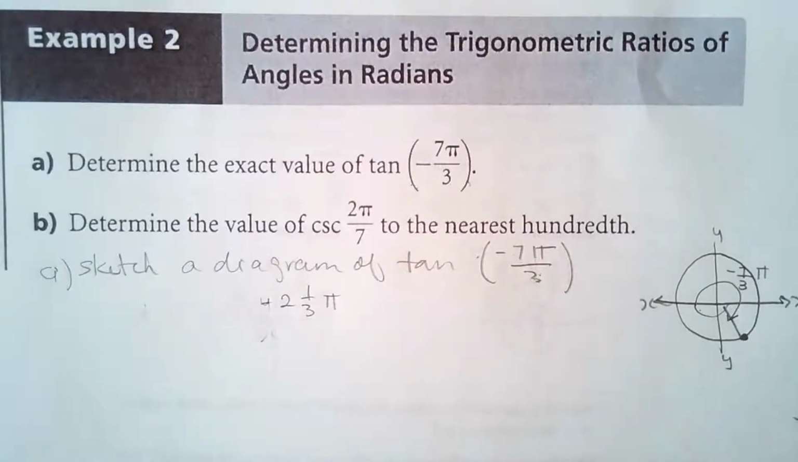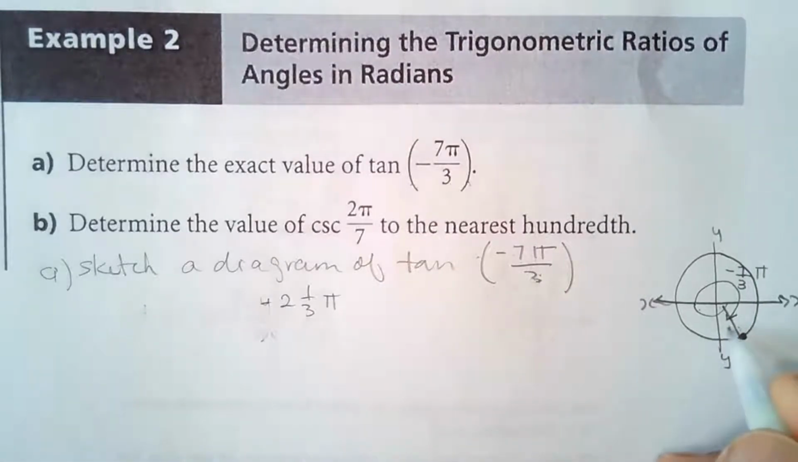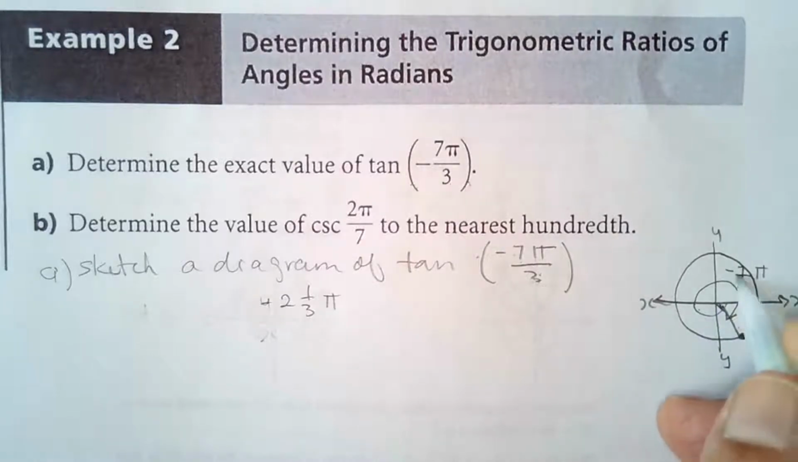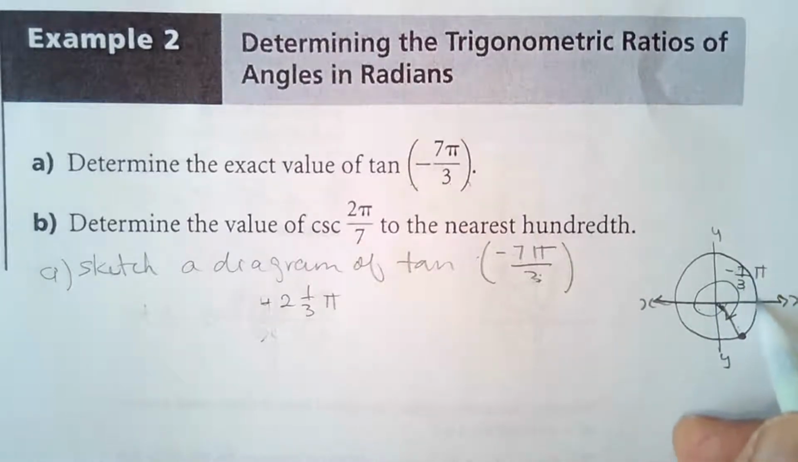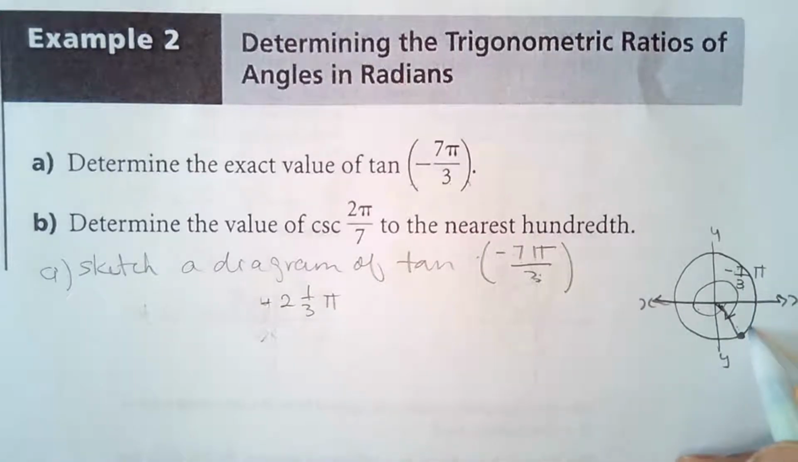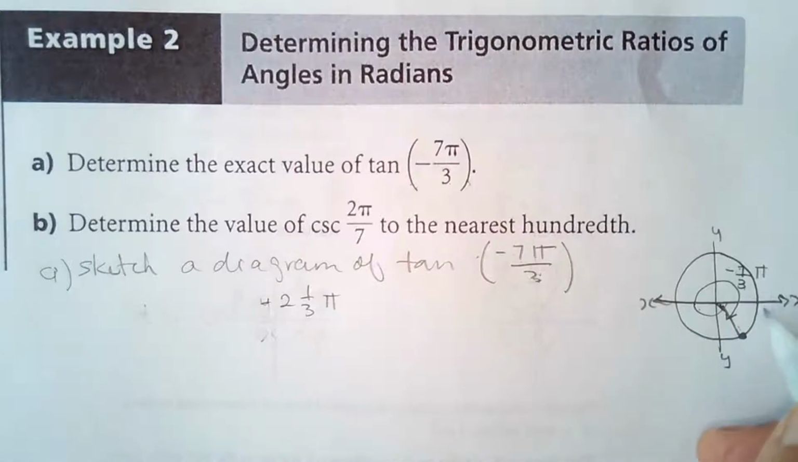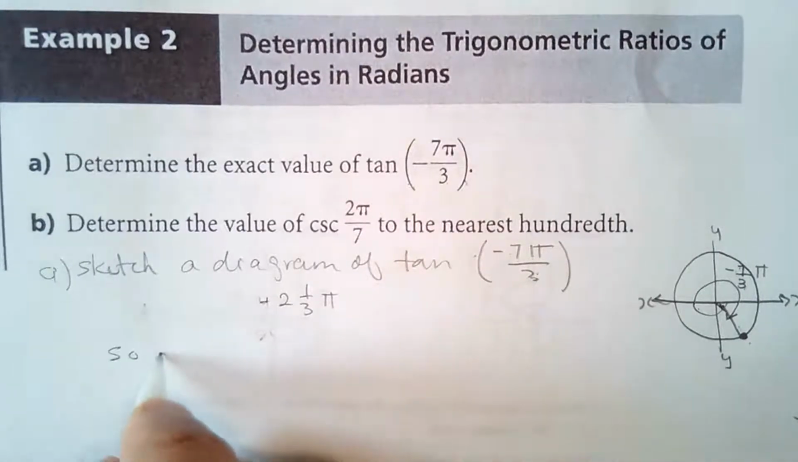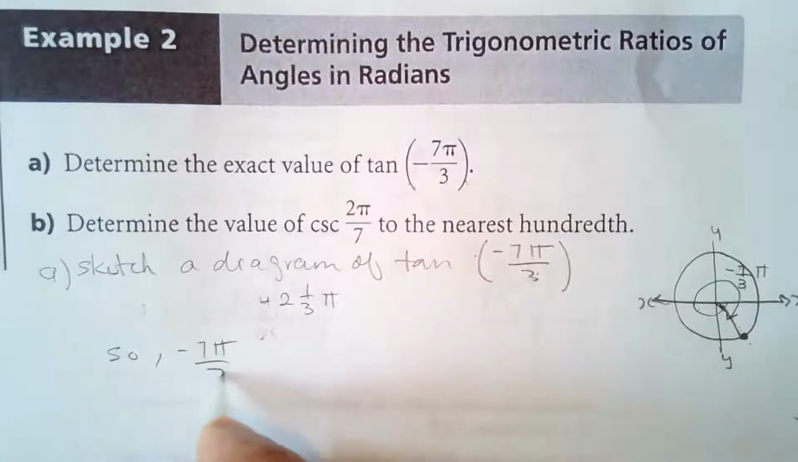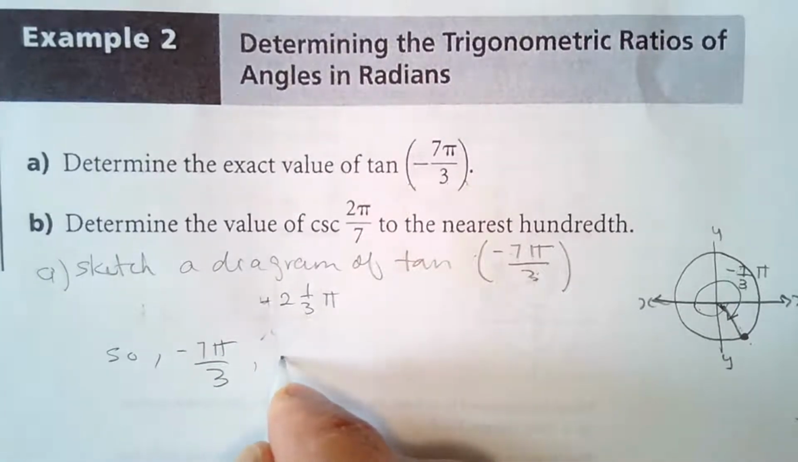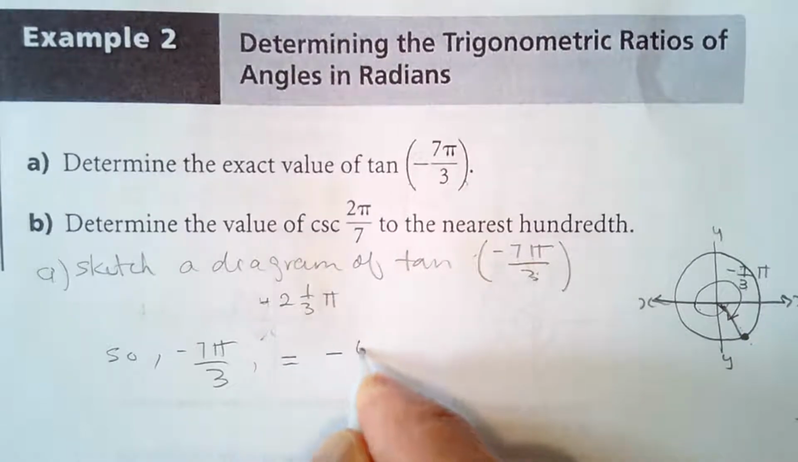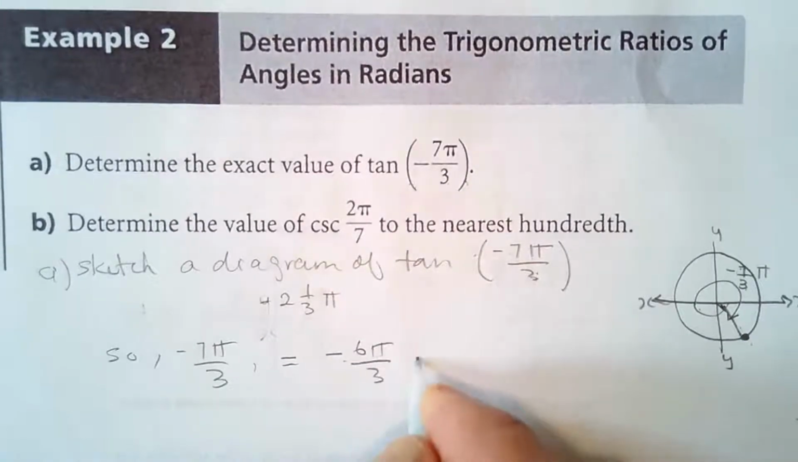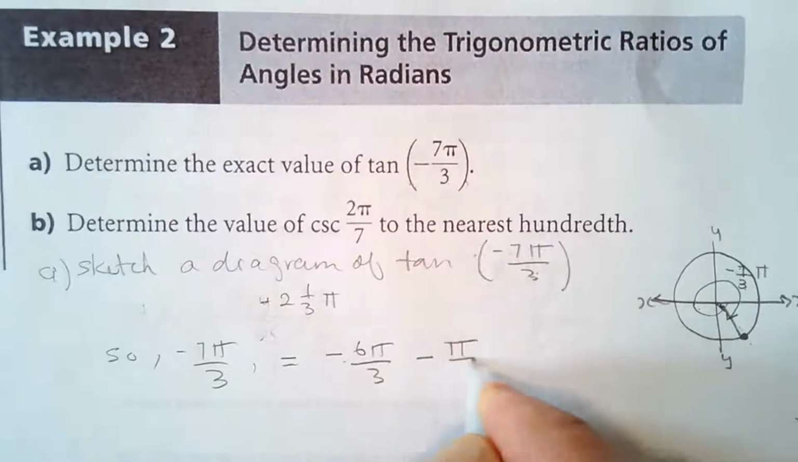Now we need to find that. Now, what is the coterminal? The coterminal is this angle here, which is, now this is 7 pi over 3. So now this is 1/3 pi. But negative 7 pi over 3 is equal to negative 6 pi over 3 minus pi.